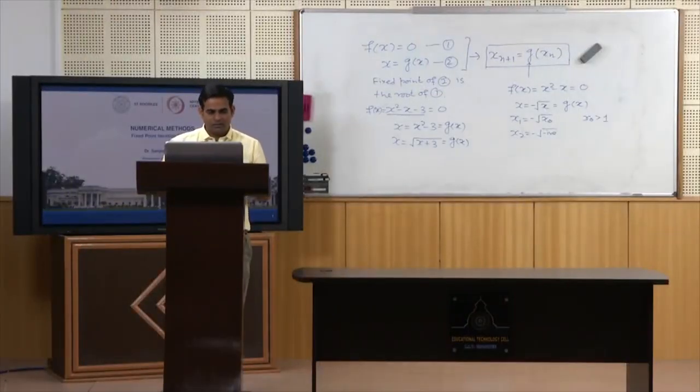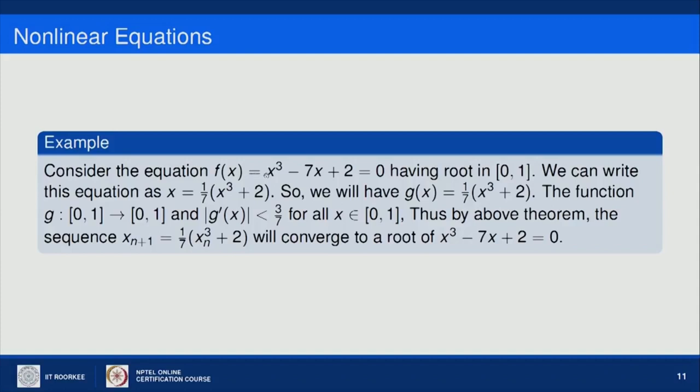After this, let us take a few examples which we will solve using this fixed point iteration method. So, consider the equation f(x) equals x cube minus 7x plus 2 equals 0. This equation has a root in [0, 1], because when we test it at x equals 0, it comes out to be 2, which is a positive number. When I test it at x equals 1, f(1) comes out to be 1 minus 7 plus 2, that is minus 4, which is a negative number. So here f(0) times f(1) is negative, and according to the intermediate value theorem, there will be a root between 0 and 1.